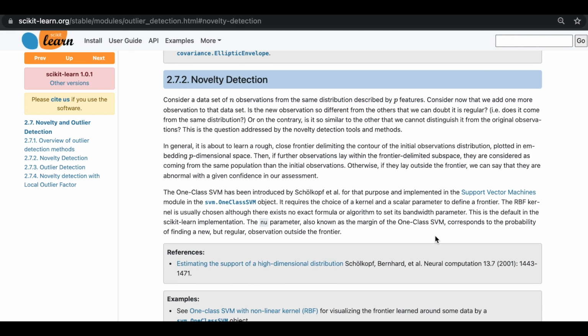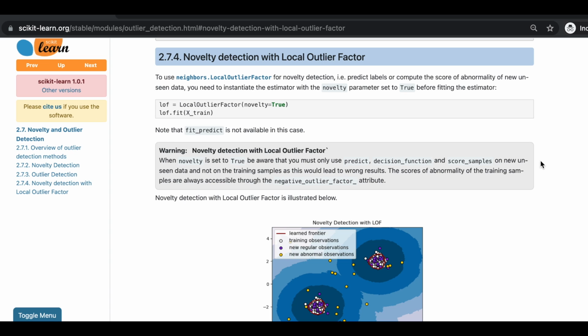We can also use the local outlier factor for the same problem. For novelty detection with local outlier factor, we essentially start by instantiating the local outlier factor estimator. It's very important to set the novelty parameter to true. That's because local outlier factor can be used for both novelty detection and outlier detection. And in this case, we want to set it so that it detects novelties. Then we fit the estimator on our training observations.